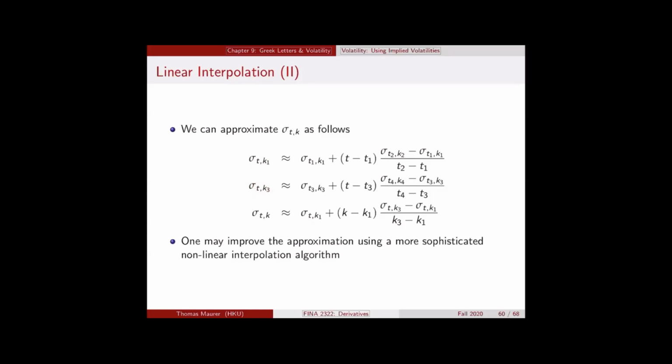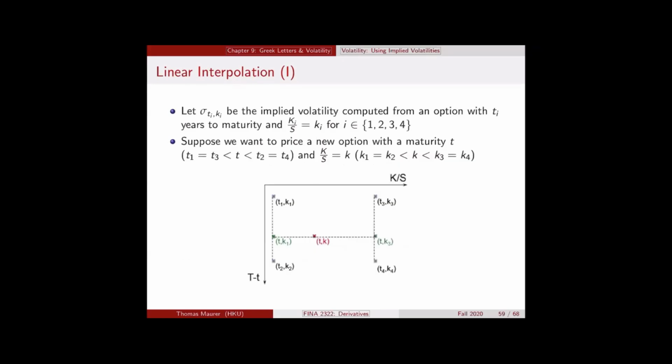Just to show you again the picture over here. So what we have done before, we have figured out what the volatilities are at this point, and now I want to interpolate between these two values to find the volatility with time to maturity T, which is now kept constant, and moneyness K, which is between K1 and K3.